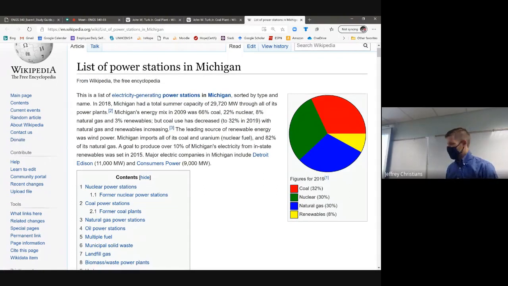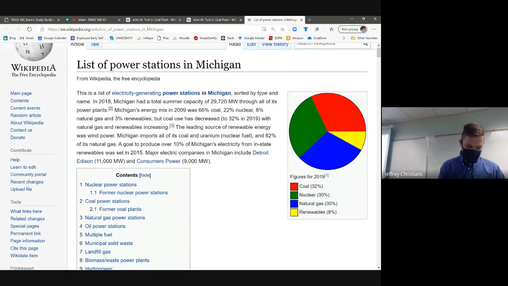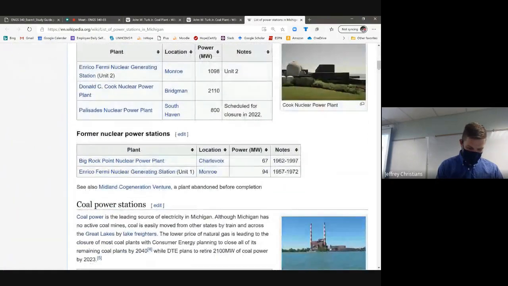Natural gas is about 30%, and again, that's also a fossil fuel power plant. Natural gas is the one that is a little bit different, though, and we'll talk after the exam more about natural gas and why it's different. But if you look at coal power plants, this is something that I think is just kind of fun.